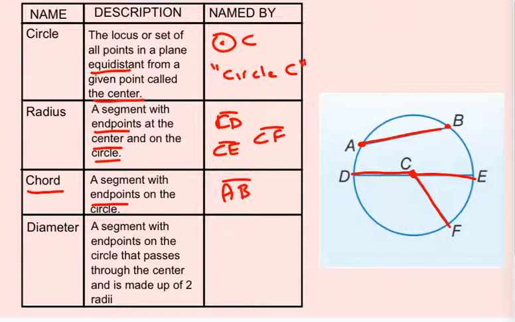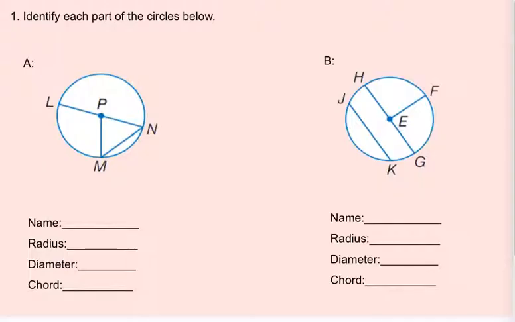It's another segment. Now, a diameter is a very, very specific kind of chord. A diameter is going to be a chord that goes through the center. So a circle can have a whole bunch of different chords, but the diameter has got to go through the center. So this is still going to be DE. That's how you're going to name it. It's made up of two radii. Radii just means more than one radius.